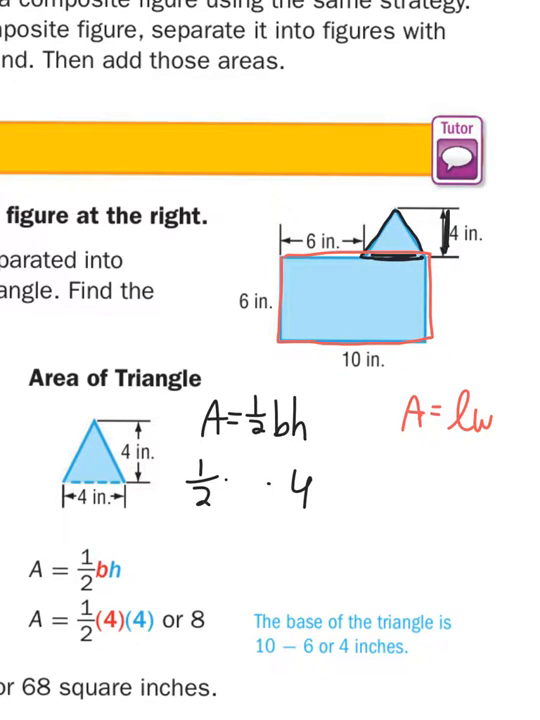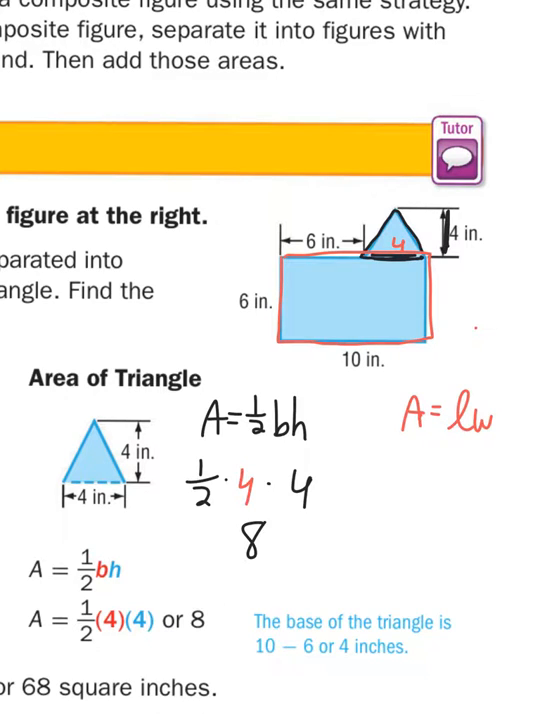And as far as figuring out the base, here's what I know. This whole width of the rectangle is 10, so this whole red part is 10. But I don't need this 6 part, so if I take the 10, subtract 6, I'm left with 4 right here. So the base of the triangle is actually 4. And if I do half times 4 times 4, I get 8. So the triangle is 8.